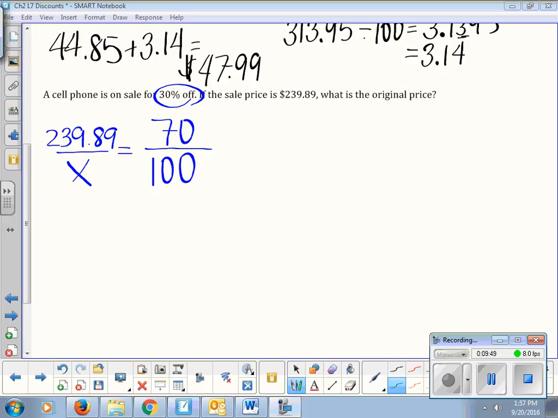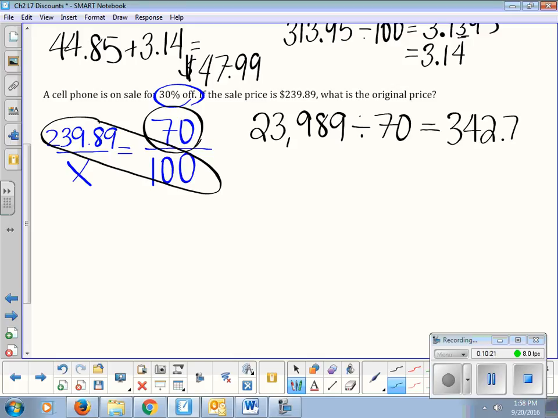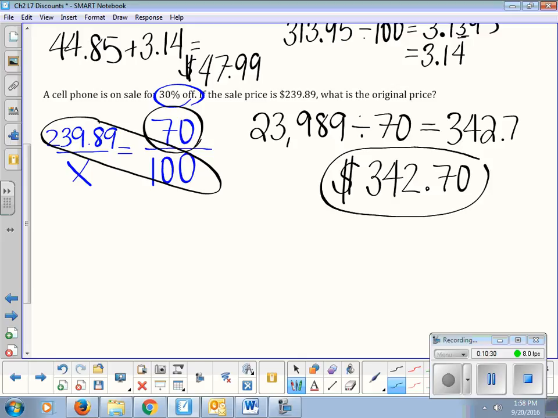Okay, so if you multiply the two numbers you know how to multiply, 239.89 times 100 gives us 23,989. We have to divide that by our leftover number, which is 70. And when you divide by 70, what do we get? 342.7, which in terms of money is $342.70. That was the original price.